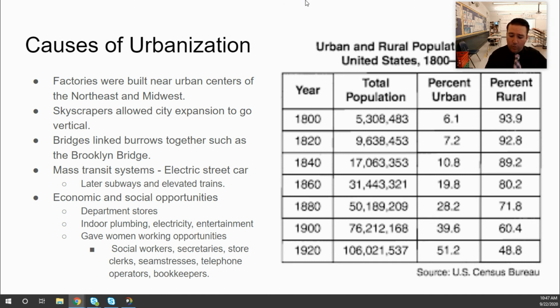And as more jobs became available in the city, more women moved there to work in factories in some cases, but also to work other jobs that require a certain amount of skill. Social workers, secretaries, store clerks, seamstresses, telephone operators, bookkeepers, all jobs that are typically filled by women. You'll notice that those jobs are not necessarily managers or anything like that. It's not something that's going to be widely available or expected of women during this time.